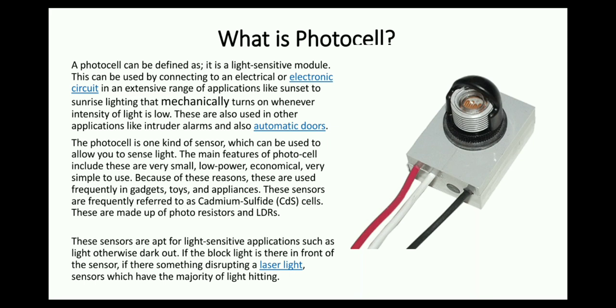These sensors are frequently referred to as cadmium sulfide. They are made up of photoresistors and LDRs. These sensors are apt for light sensitive applications such as light, otherwise dark out. If a block light is there in front of the sensor, if there is something disrupting a laser light, sensors which have the majority of light hitting.